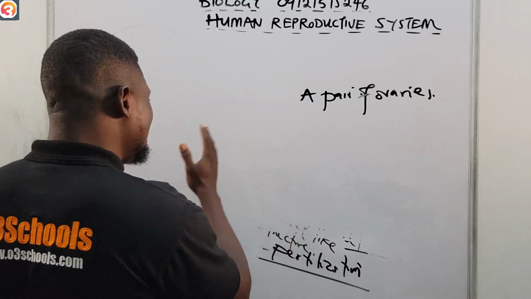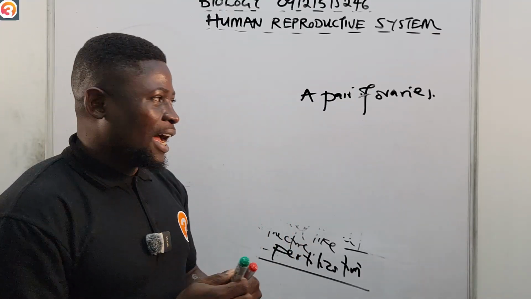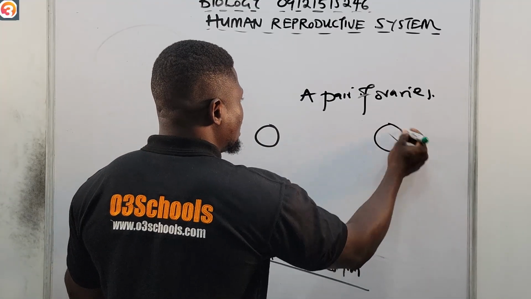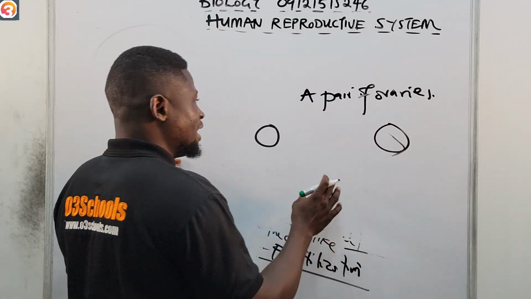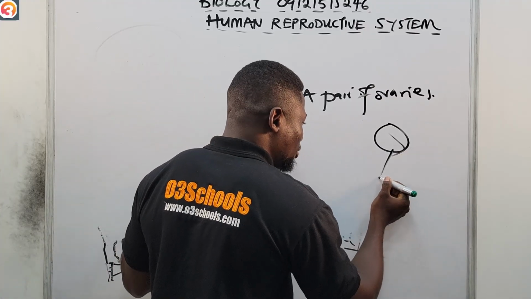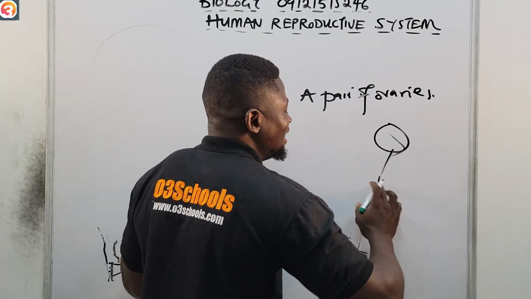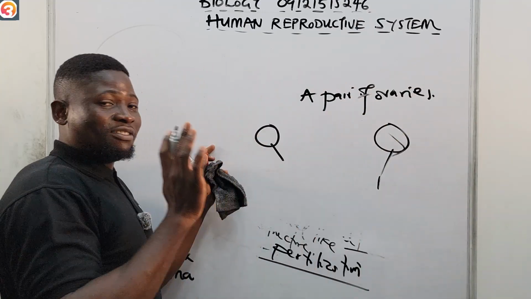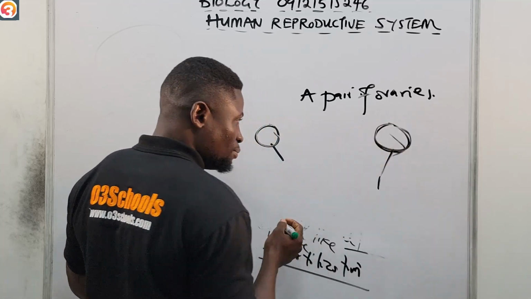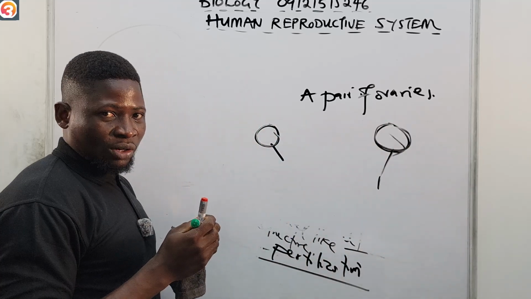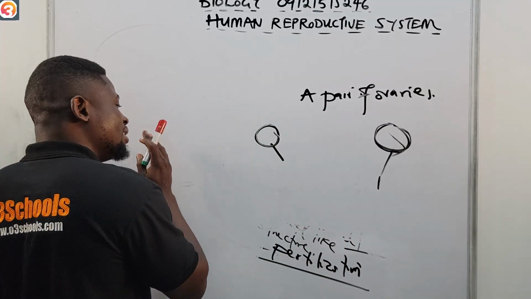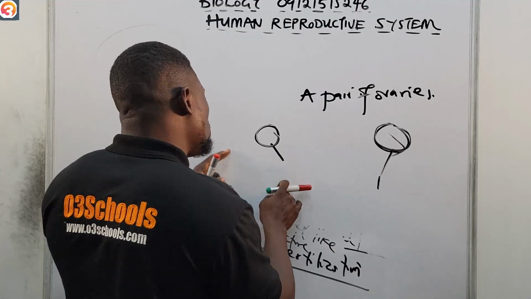Now we have the left and the right ovary. Let's say this is the right, this is the left. If this one releases an egg this month, the other one will release another egg the next month. This is what happens in the female reproductive system. If one ovary releases an egg this month, the other one will release next month. The two of them do not release at once.